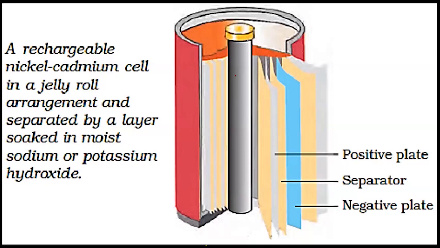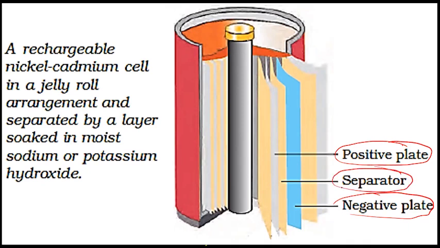This is just an indicative diagram of a nickel cadmium cell. Normally it won't be asked. You just need to know a few things, and that's why this diagram is here. That there are plates, positive plates and negative plates. These are rolled into a cylindrical form and are separated by some insulator. There can be multiple positive plates, multiple negative plates, one over the other, separated by separators and rolled into a cylindrical form.